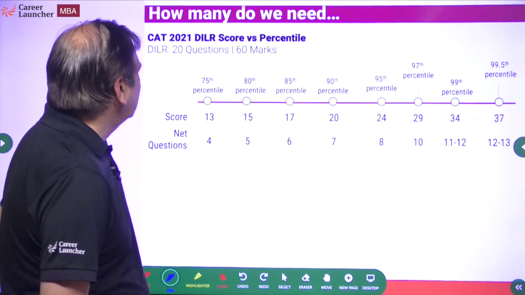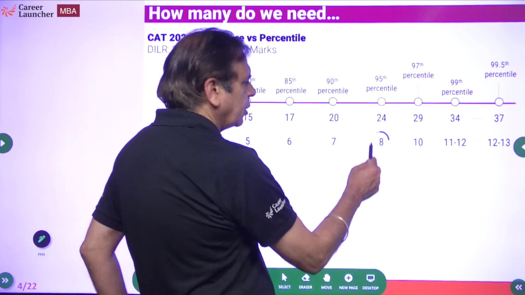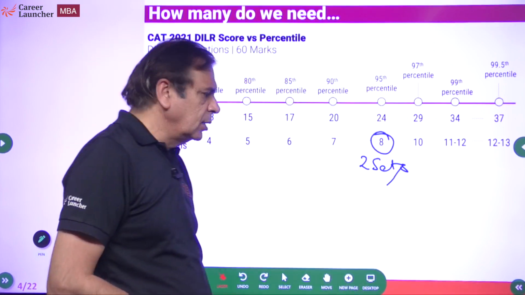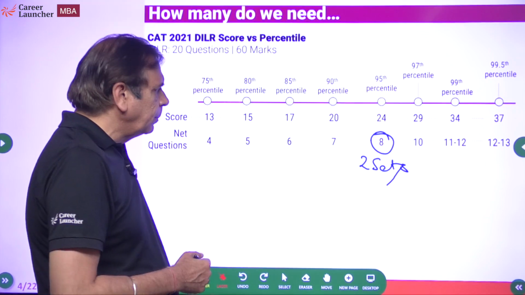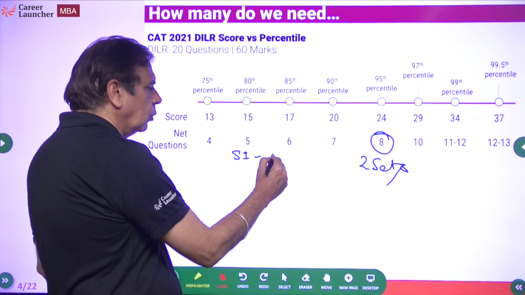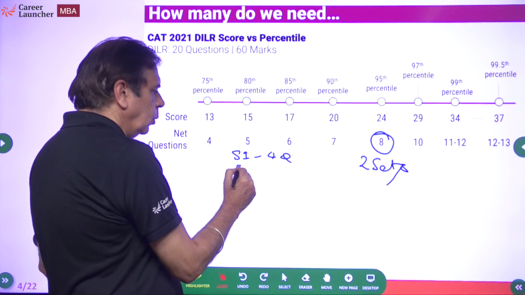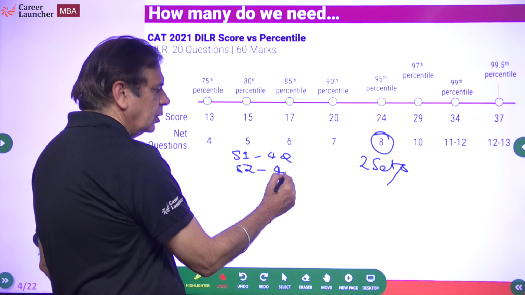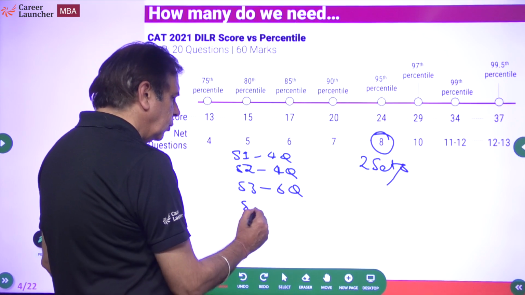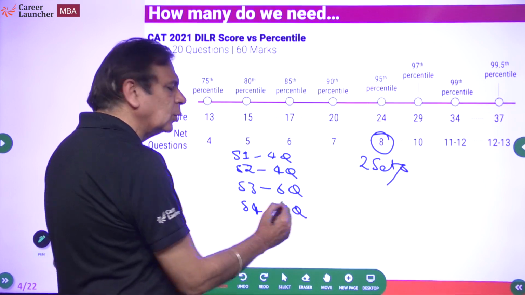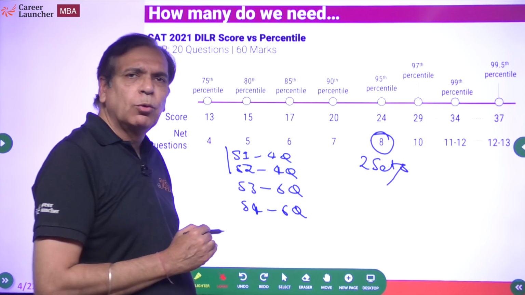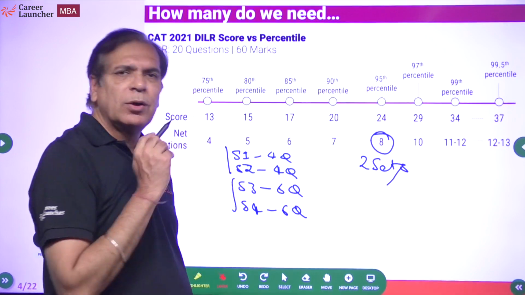If you look at CAT 2021, 8 questions, 2 sets of 4 questions each. If you look at the paper of CAT 2021, there were 2 sets. Set 1 was 4 questions. Set 2 was again 4 questions. Set 3 was 6 questions and set 4 was 6 questions. Obviously, this set 1, 2, 3, 4 will vary from individual to individual. The important thing is there were 2 sets with 4 questions each and 2 sets with 6 questions each.